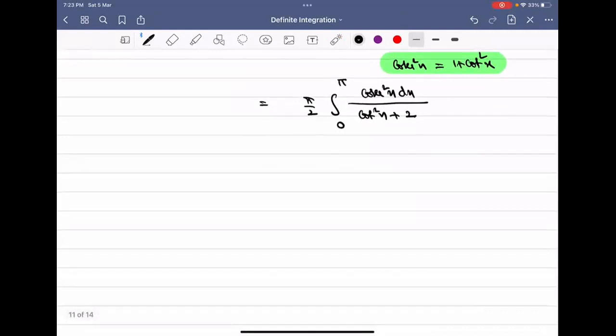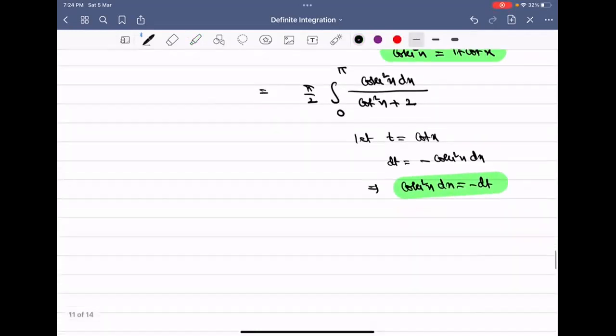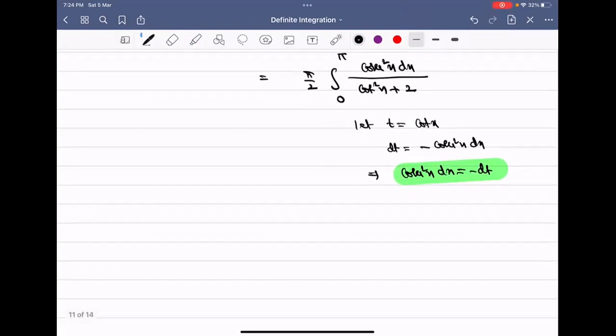So now what I do is, let t equal cot x. If you make this substitution, then dt is equal to minus cosecant square x dx. That implies cosecant square x dx equals minus dt. So replace this cosecant square x dx in the numerator with minus dt, and we should change the limits also.